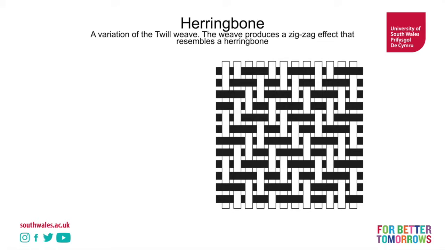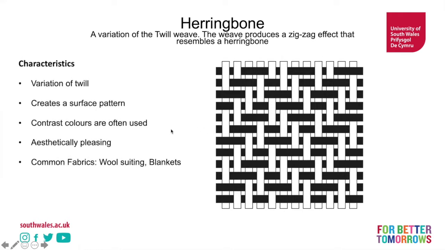Next we have herringbone, and you can see almost this exact effect again, but you can see these little points running up and down. They look like a herringbone. But for those of you who've never seen a herringbone, like myself, being a vegan, you'll see if I move my mouse here, this point in the black, and in the white on this side, this point running up from a kind of central spine type thing. It's a variation of twill, and it creates a surface pattern.